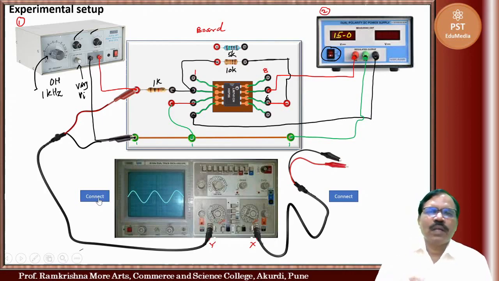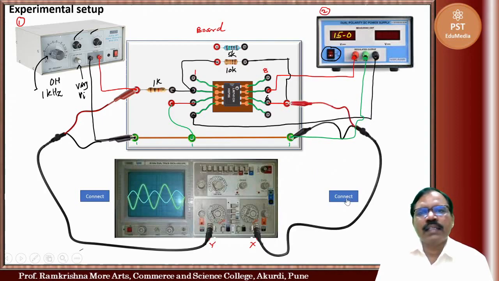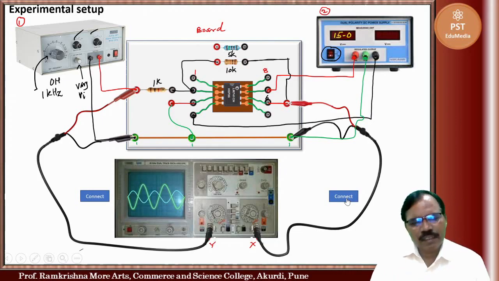Now we have to connect the output to the CRO. So the other probe or other channel we will connect between terminal 6 and ground. So we will connect here. It is connected between 6 and ground and you will get the signal.